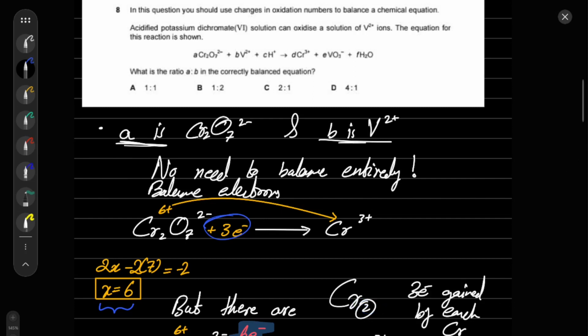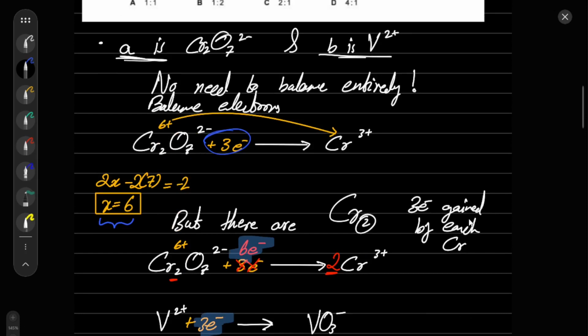There is not 1, it is 2 chromium. So that means that 3 electrons is gained by 1 chromium. So what you need to do is you need to have 2 chromium present on both of the sides to balance it out, right? So chromium on the left is 2, so the chromium on the right must also be 2. That means that the amount of electrons exchanged will also be times 2, or 6 electrons.